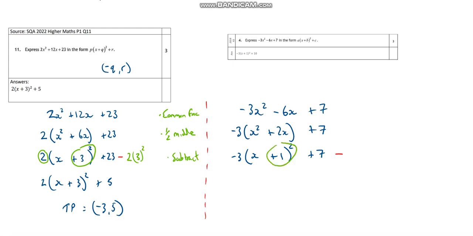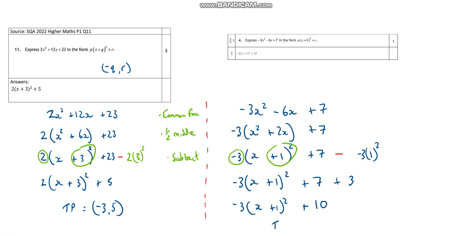plus 1 squared multiplied by negative 3. So this is where we have to watch our negatives. So I'm going to take away plus 1 squared times negative 3. That's going to give me negative 3 (x plus 1) squared plus 7. Now 1 squared is 1, times negative 3 is negative 3. Two negatives make a positive. So I'm going to end up with plus 10. Turning point here would be equal to negative 1, 10.